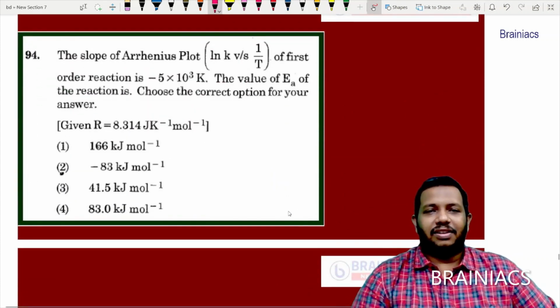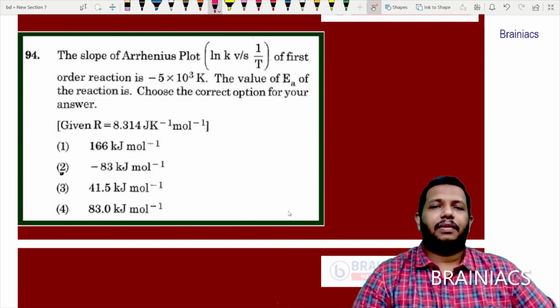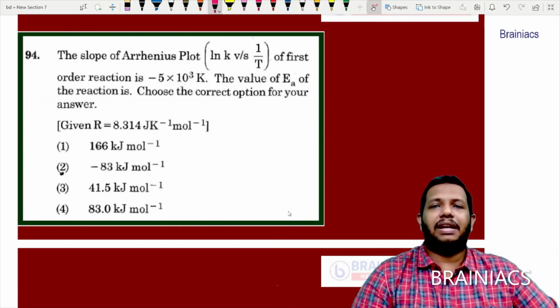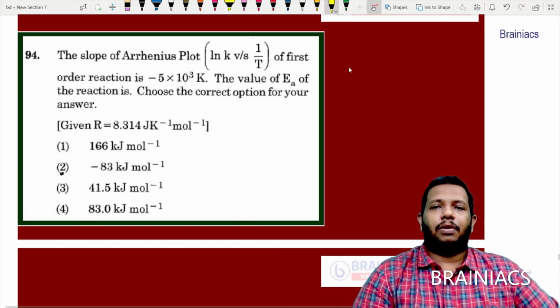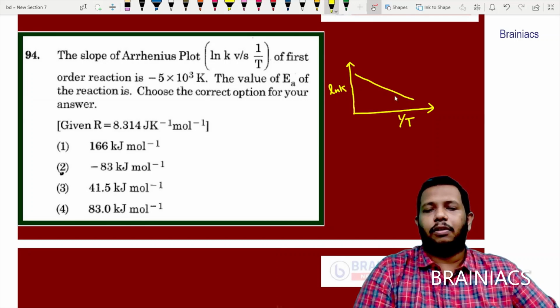We have question number 94 for you. The slope of Arrhenius plot, ln(k) versus 1 by T. Hope you are remembering this plot. We learn this in the chapter chemical kinetics. So you have the ln(k) versus 1 by T graph. That will be a line with a negative slope like this.